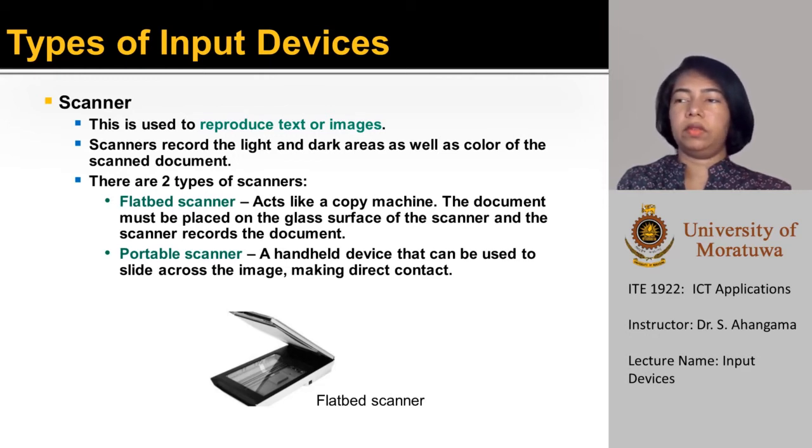use. There are two types of scanners, flatbed scanner and portable scanner. The flatbed scanner acts like a photocopy machine. The document has to be placed on the glass surface of the scanner and the scanner records the document. So here you can see an image of a flatbed scanner.